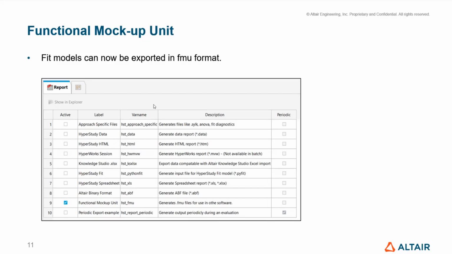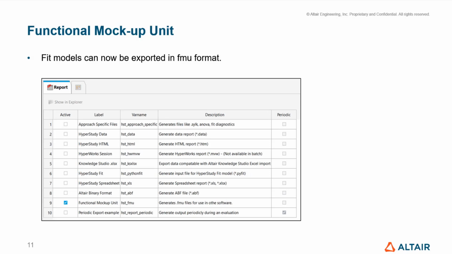Another option added in the report area is a functional mockup unit. For those who are not familiar with the functional mockup interface, it is a standard used for exchanging simulation models between platforms. So similar to Excel fit and the PyFit models, the HyperStudy fit models can be packaged in FMU format to be later used in different platforms.